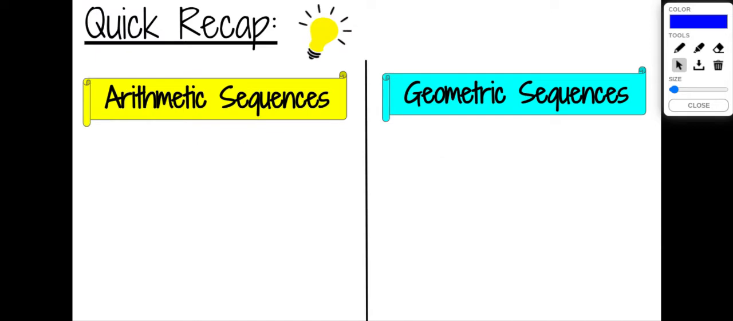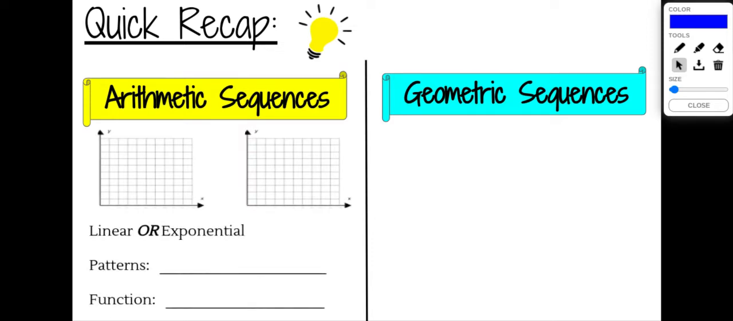Okay, let's do a quick recap of arithmetic next to geometric sequences. Let's focus on arithmetic first. So with arithmetic, let's think about what do the graphs look like? Is it linear or exponential? What patterns do we see? And what does the function look like? These are all the things we need to know about arithmetic sequences. So with an arithmetic sequence, we know that the graphs are going to be a straight line. They're going to be linear. We can have a positive slope, negative slope, whatever, horizontal, vertical. They're just going to be straight lines, which means they're linear.